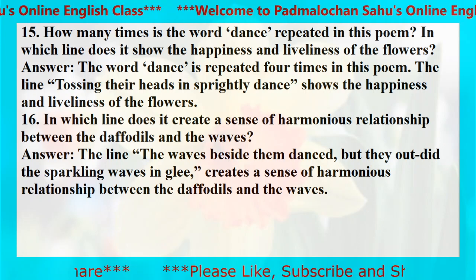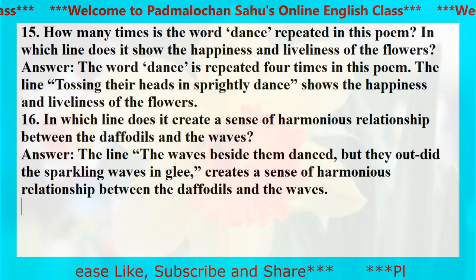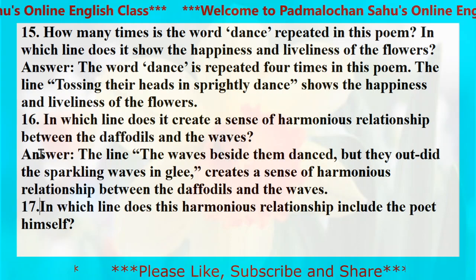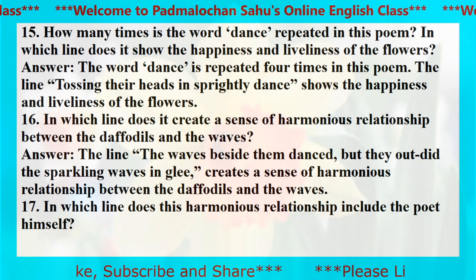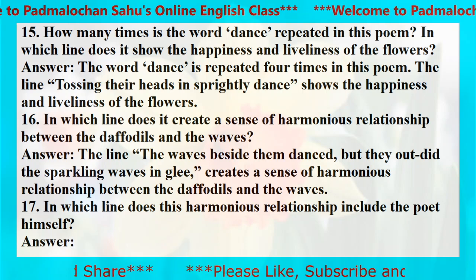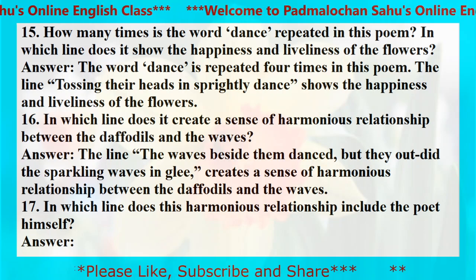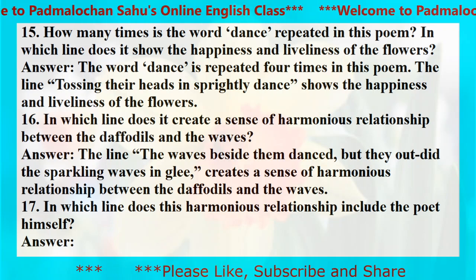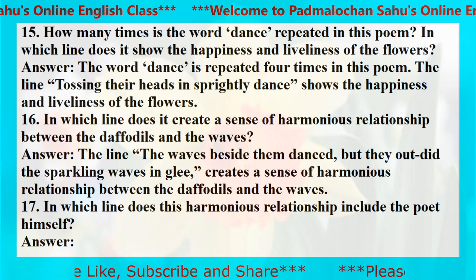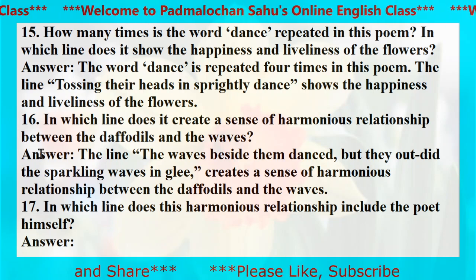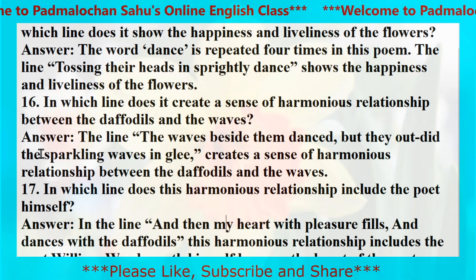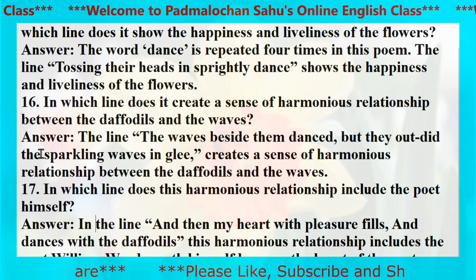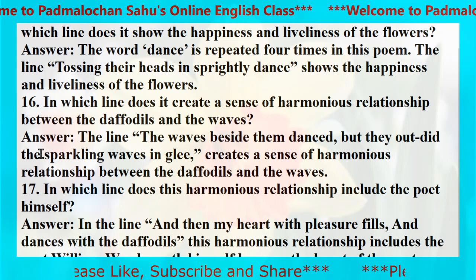Now, question number 17, very fast. Let us complete it fast. In which line does this harmonious relationship include the poet himself? Very technical question. The answer to this question is, in the line, and then my heart with pleasure fills and dances with the daffodils. So this you will not find in many guidebooks. They will give different answers. So do not follow them.